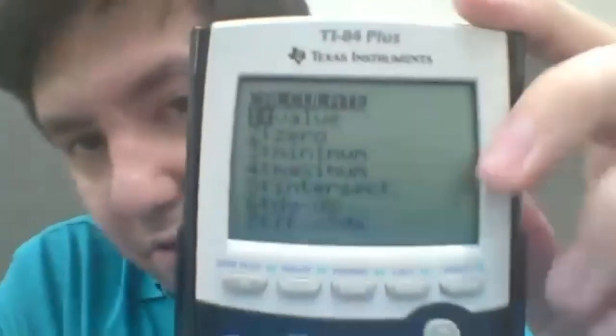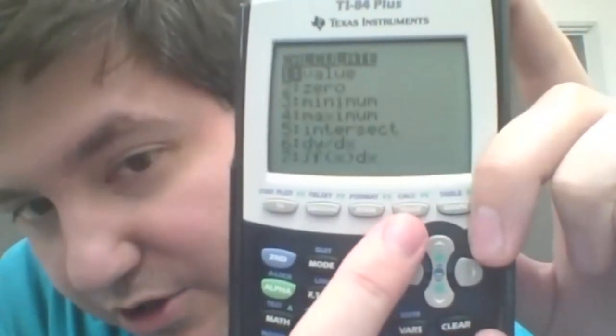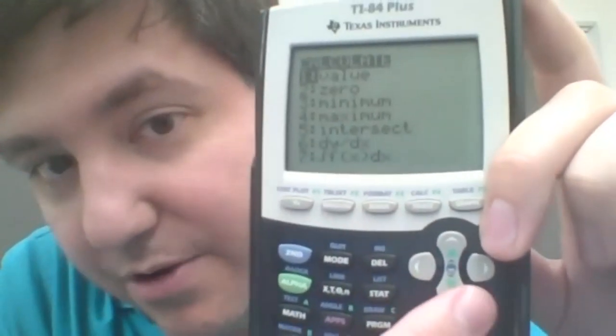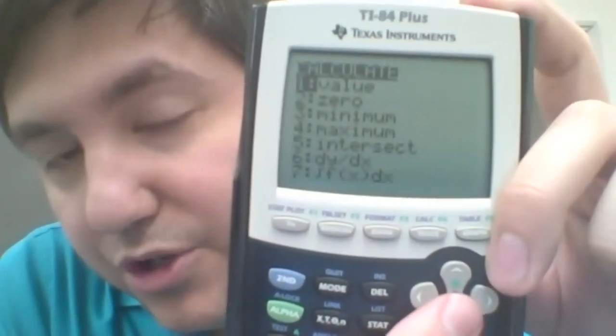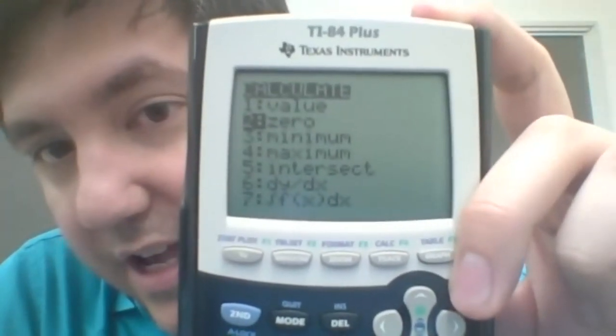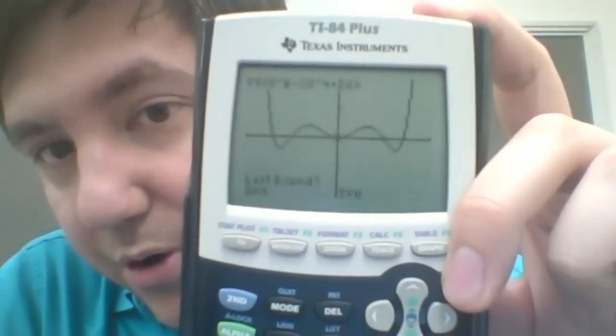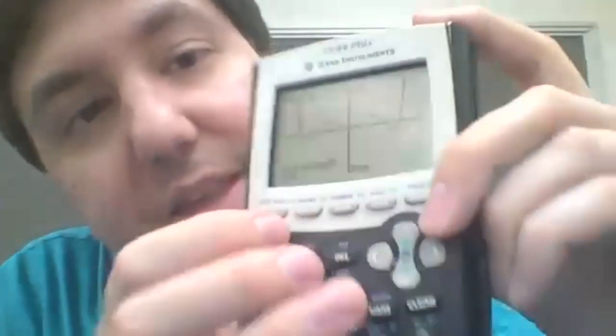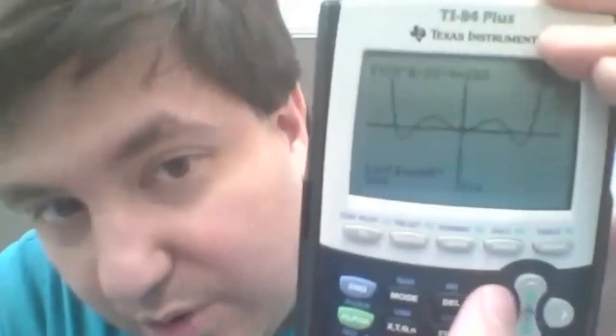And I think we've used this before, but if you do second and then the trace key, which is right there, that'll take you to the calc menu. And what you can do is use the option that says zero, and it'll find the zero value for you on the graph, which is what we're trying to do.